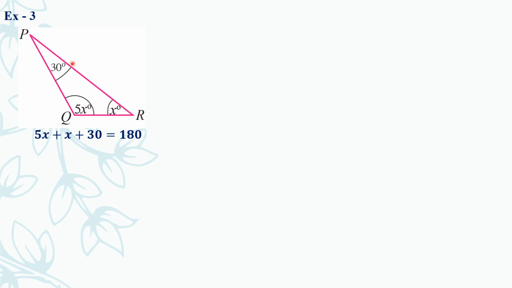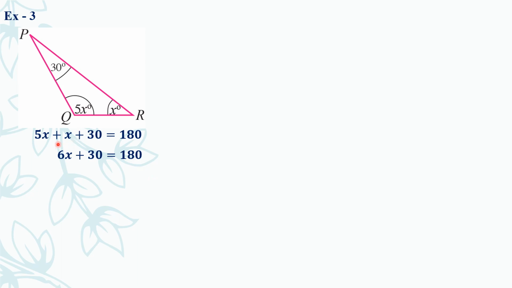5x plus x plus 30 is equal to 180. Now we can see like terms again. First you have to check whether there are any like terms or not. In here we can see 5x and x. They are x terms, so the unknown terms are the same. Then we can simplify these two terms together. 5x plus x will be 6x. Okay, 6x plus 30 is equal to 180.